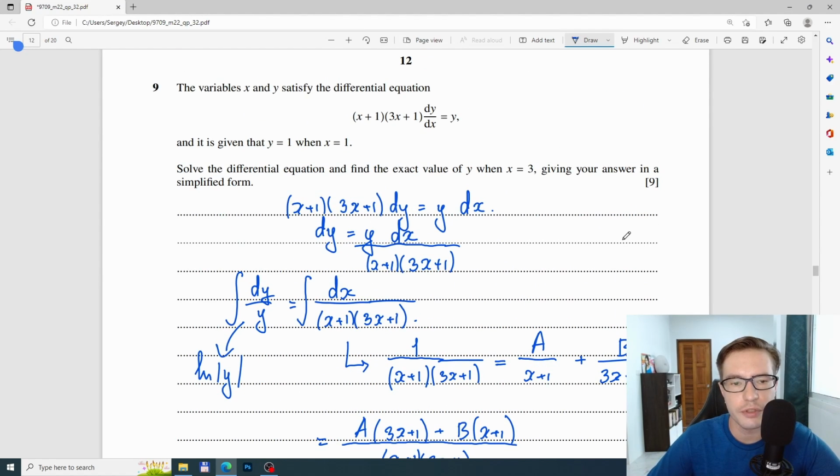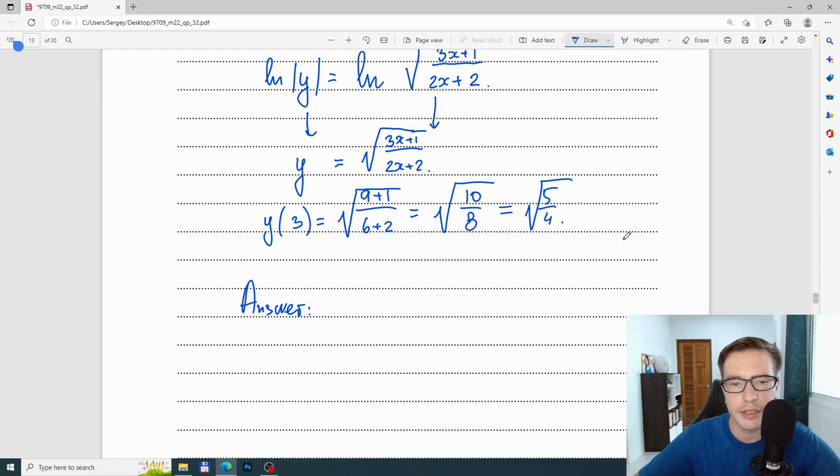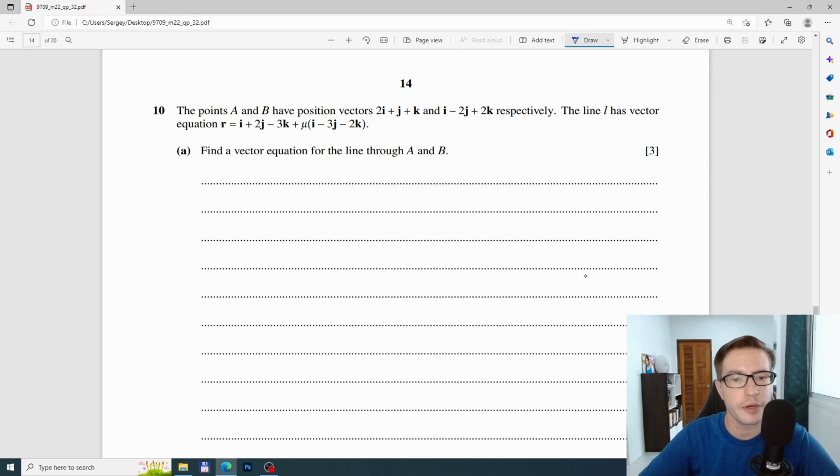Right, so we had to solve the differential equation. Let's state our solution. y equals the square root of 3x plus 1 over 2x plus 2. And then we had to find y of 3, which is the square root of 5 over 4. That's it. Okay, next question is about vectors.